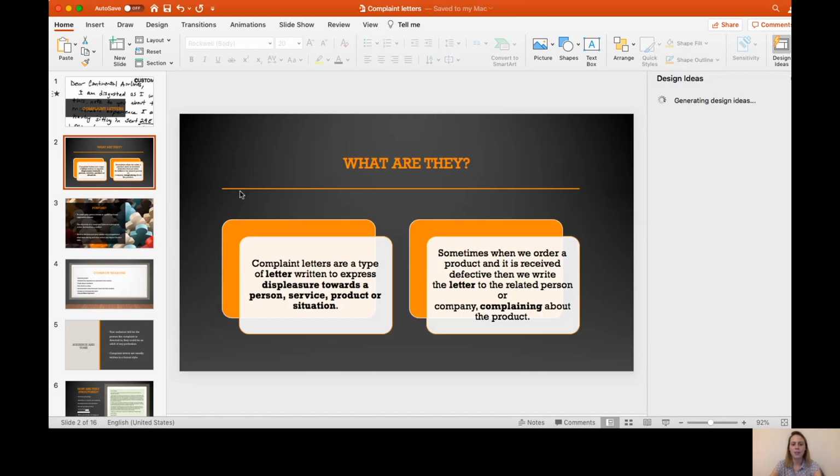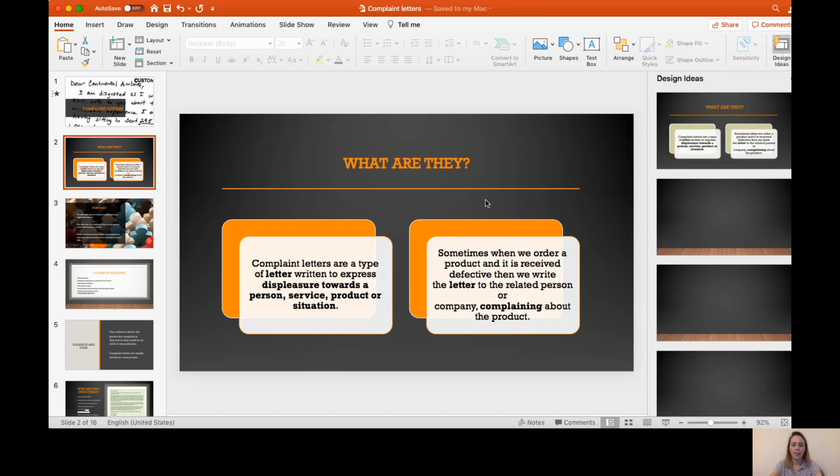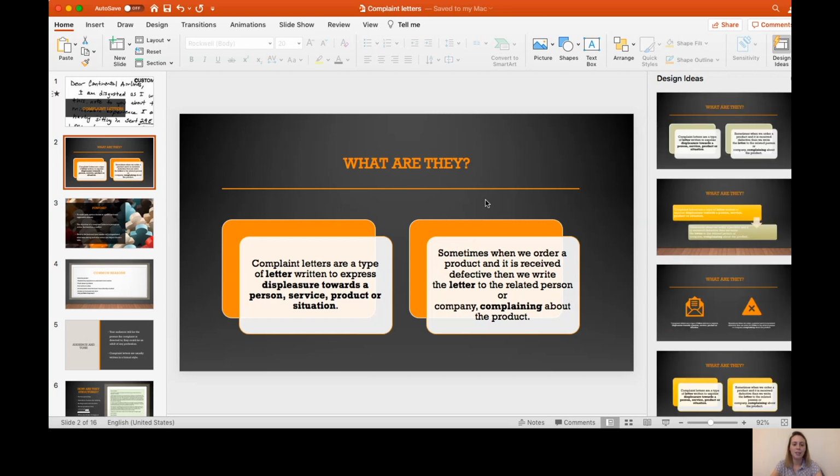Now, let's remind ourselves, what are complaint letters? Complaint letters are a type of letter written to express displeasure. My turn, displeasure. That means unhappiness towards a person, a service, a product, or a situation. So sometimes when we order a product and it is received defective, that means it's not working, then we would write a letter to the person or company complaining about the product.